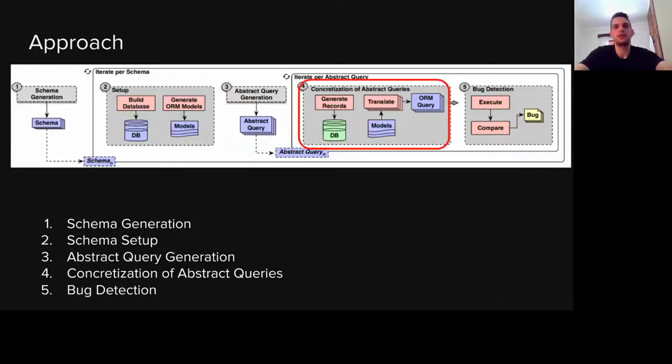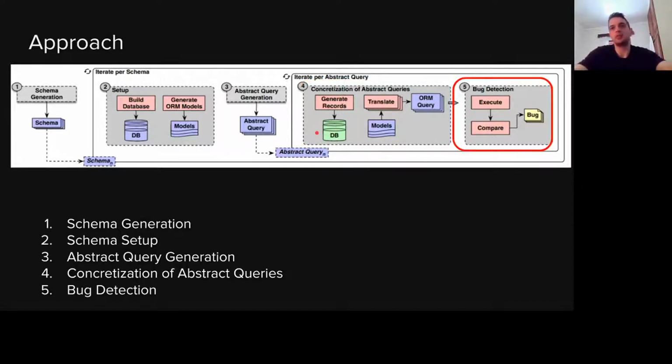In the fourth phase called concretization of abstract queries, we have two things. The first thing is the translation of every abstract query into concrete ORM queries using ORM-specific translators. While the second thing is that we generate targeted data using a solver-based approach.